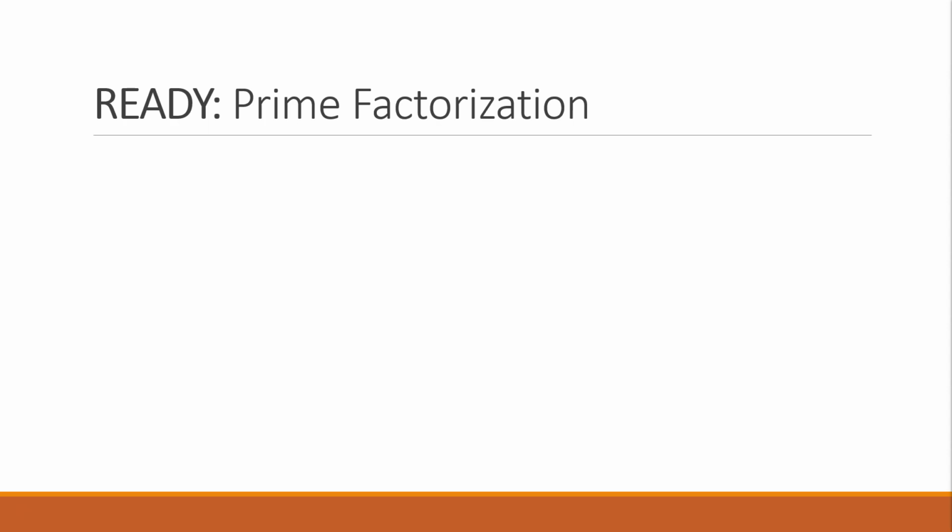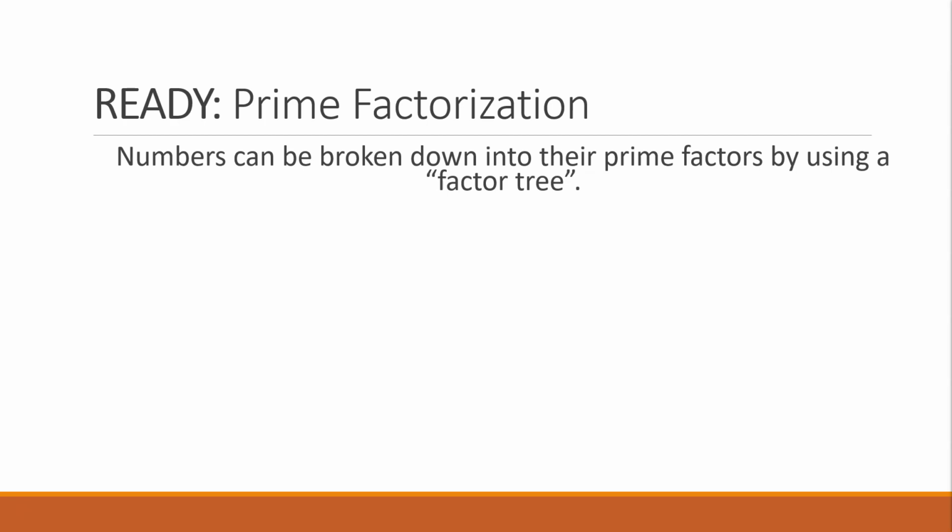The prime factorization of a number is all the prime numbers that, when multiplied together, result in the original number. One way numbers can be broken down to their prime factors is by using a factor tree. Let's do an example using the number 32. Think about all the factors that will give us a product of 32.